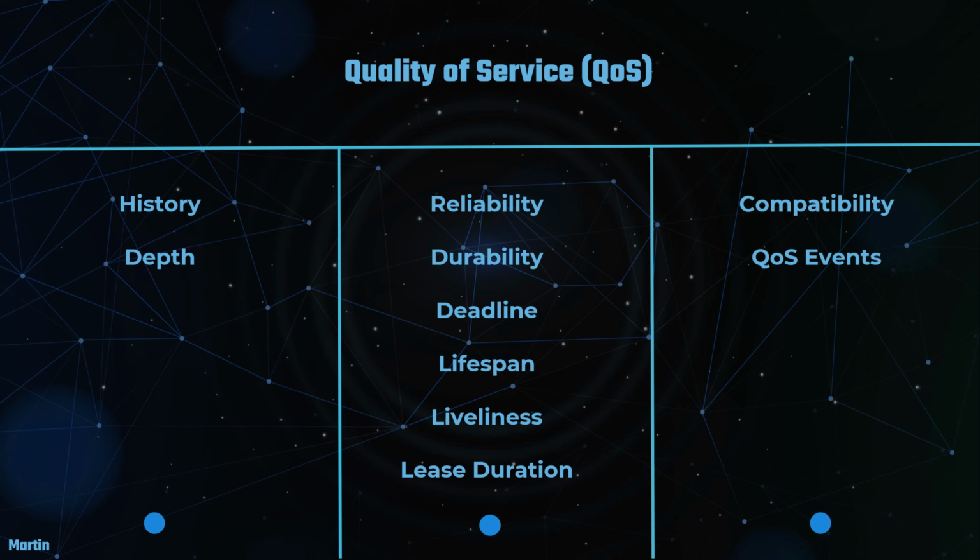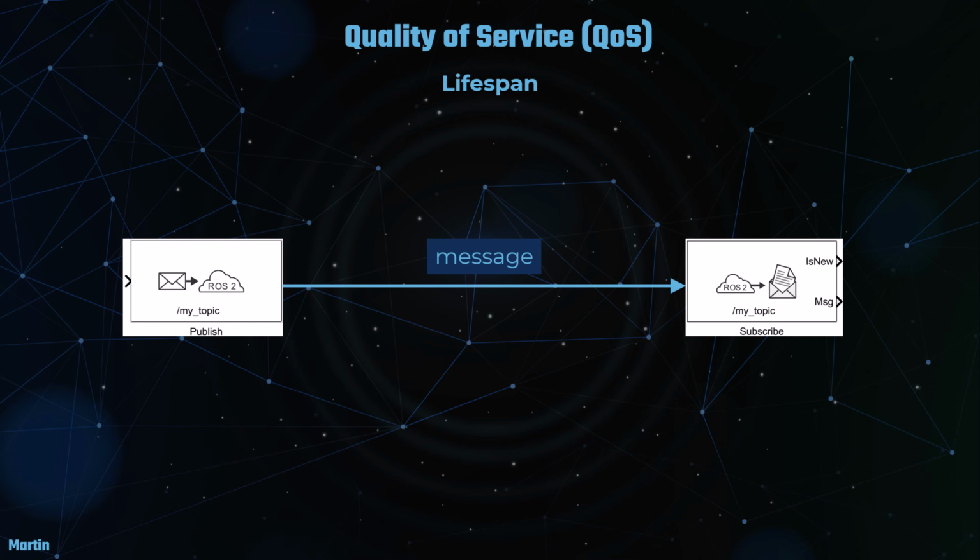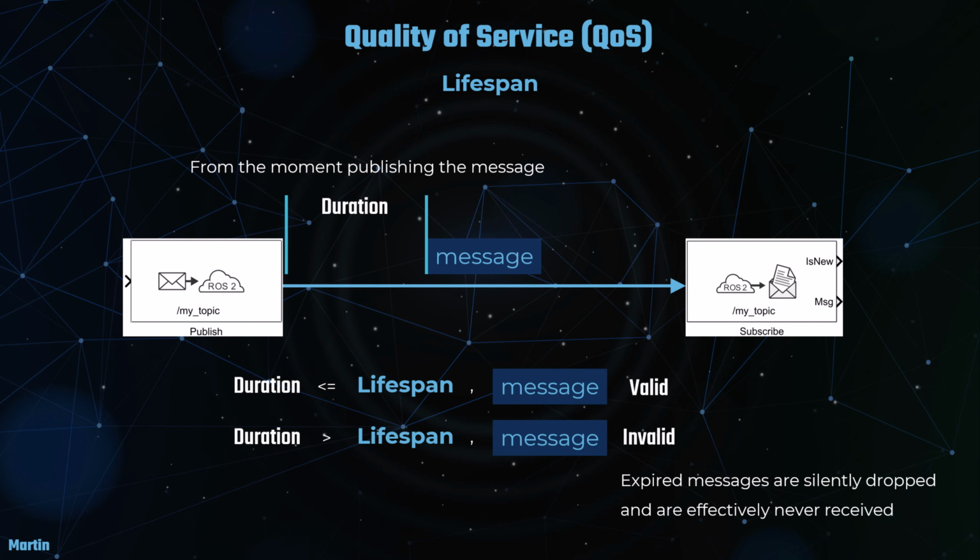Next, we will explore the concept of lifespan. The lifespan QoS policy defines the maximum duration a message can exist between being published and received before it is considered stale or expired. It sets the validity period for a message. For subscriptions, it specifies the duration a message is considered valid, beyond which it will not be received. For publishers, it determines the time frame during which a message is considered valid.